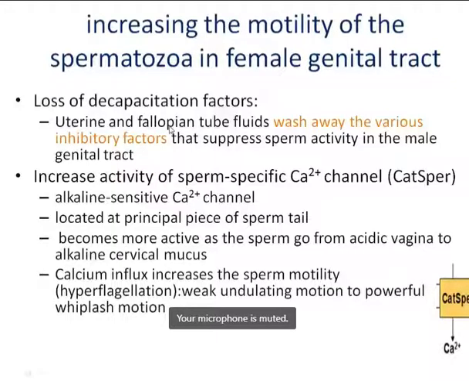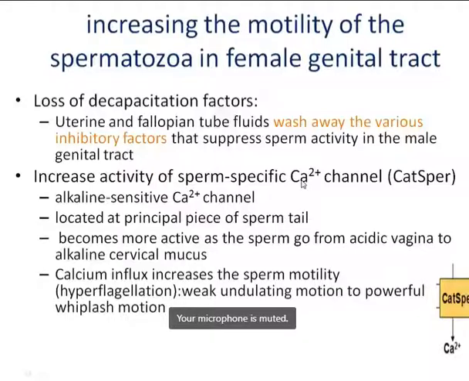Another is the increased activity of the sperm specific calcium channel, CatSper. So there is this CatSper, a protein channel, and this is an alkaline sensitive calcium channel. It is present on the principal piece of the tail of the sperm. So at the principal piece of the sperm tail, this CatSper protein is there, and it is the sperm specific calcium channel.